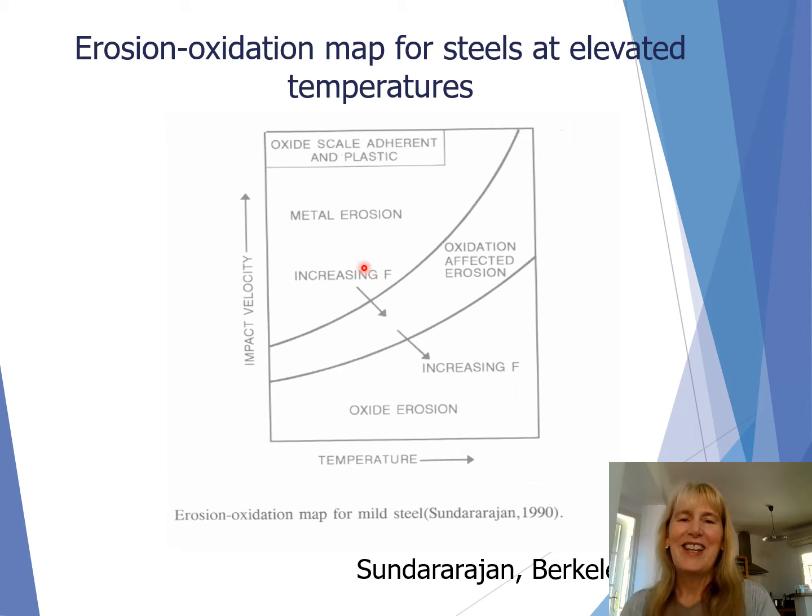regimes. Now here we have velocity and temperature, a very simple erosion oxidation map, just showing that as we increase the velocity and increase the temperature, we get more oxidation dominated regimes. As we increase the particle concentration or flux, the metal erosion regime shifts to higher temperatures.